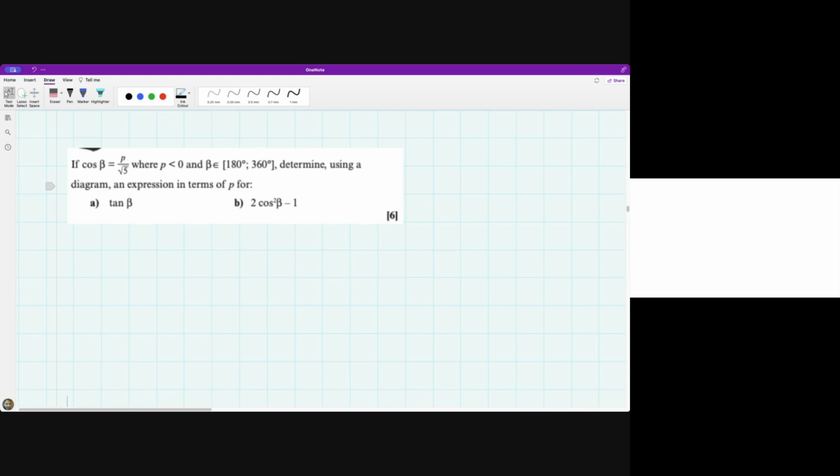So how can you use this information where p is less than 0 and that information somehow is to help you figure out what quadrant you're in?